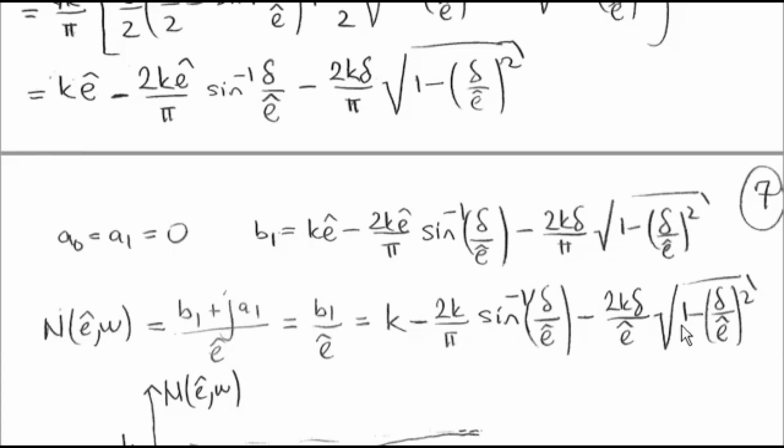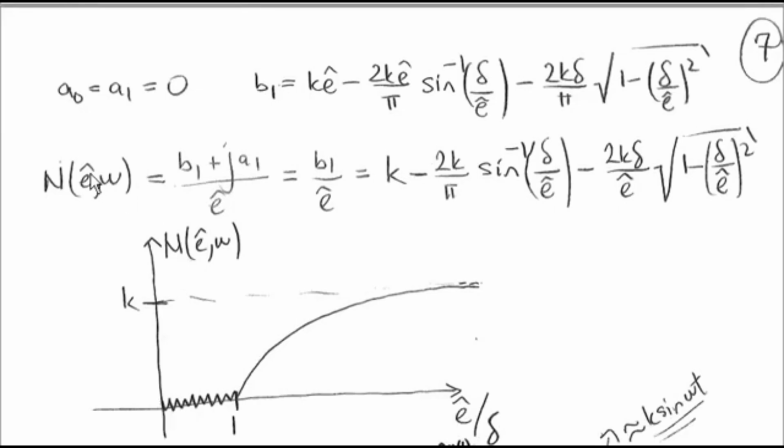This formula looks complicated, but we see that it is only dependent on the ratio of delta over E hat. So here you can try to guess what is going to happen if E hat goes to infinity. If E hat goes to infinity, this angle is going to be 0, and this term is going to be equal to 0, and sine inverse 0 is 0. So therefore we are going to end up with k as E hat goes to infinity.